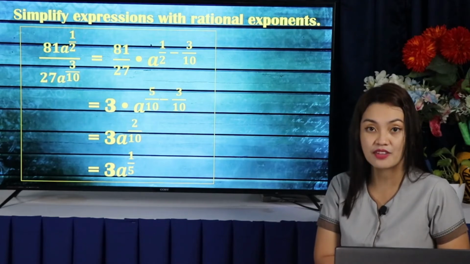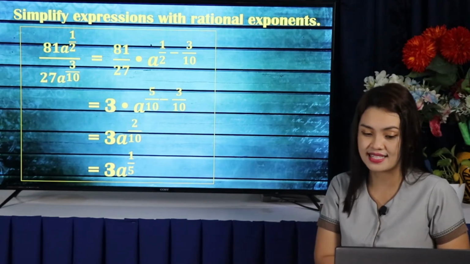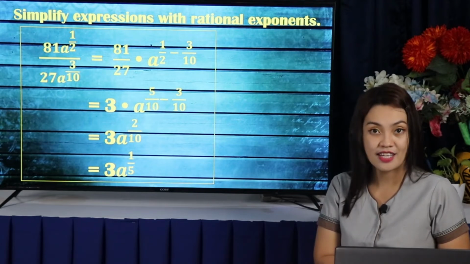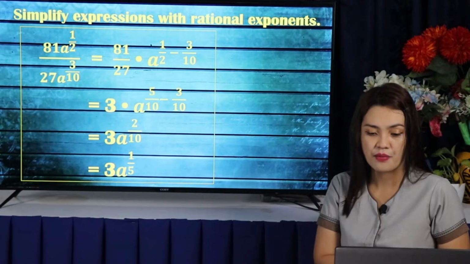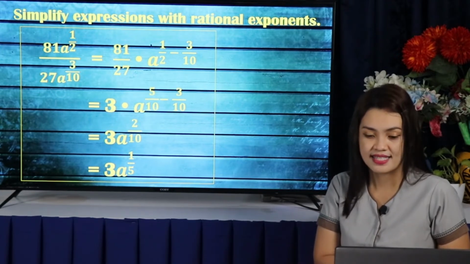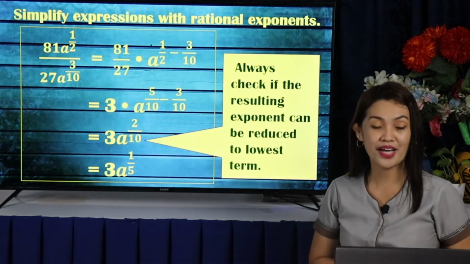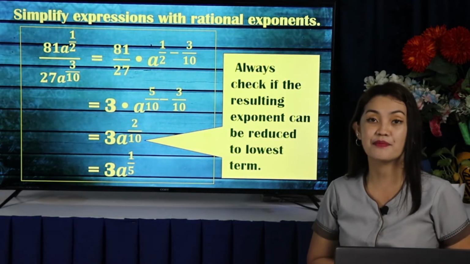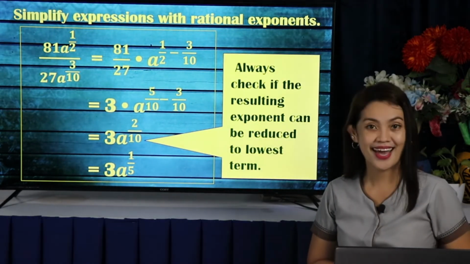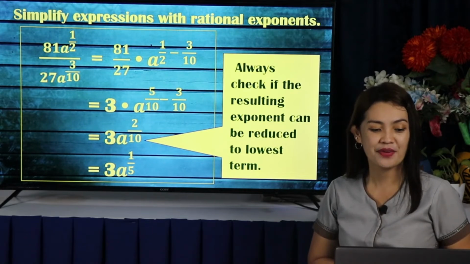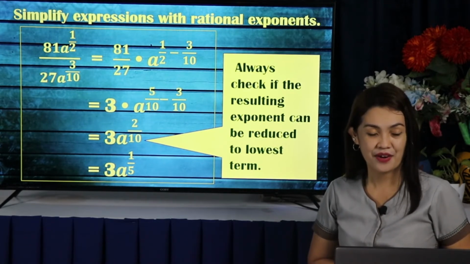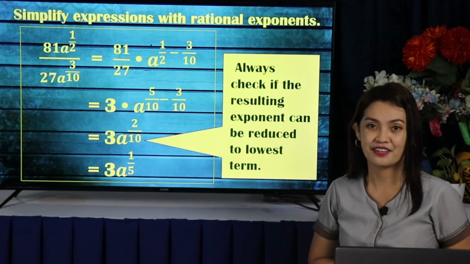Find the common denominator of 1/2 and 3/10. The common denominator is 10. So it becomes 3 times a raised to the power of 5/10 minus 3/10, which is equal to 3a raised to 2/10. Take note, always check if the resulting exponent can be reduced to lowest term. Hence, the simplified form is 3a raised to the power of 1/5.